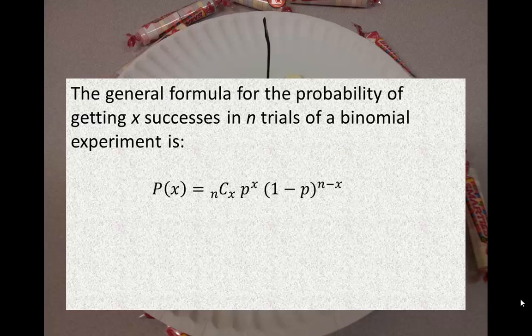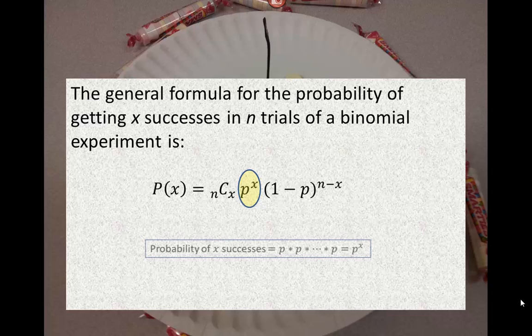The formula for the probability of getting exactly x number of successes in n trials of a binomial experiment is this. Let's look at each piece of this formula separately. Notice the p raised to the x power. Because the trials are independent and the probability of getting 1 success is p, the probability of getting x successes is p times p times p x times, or p raised to the power x.